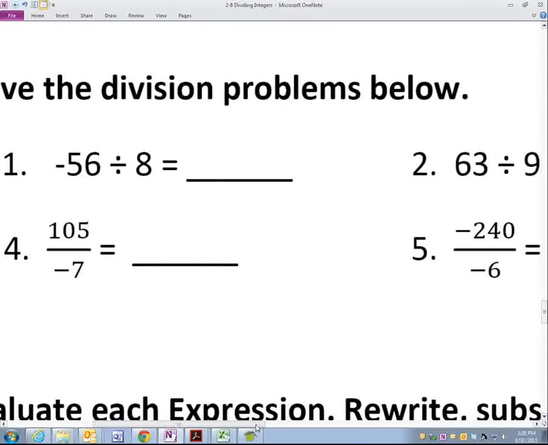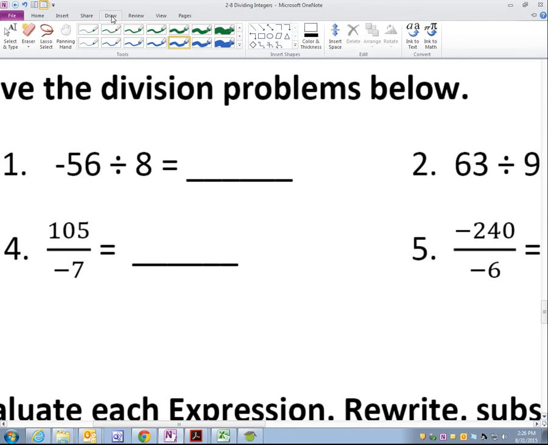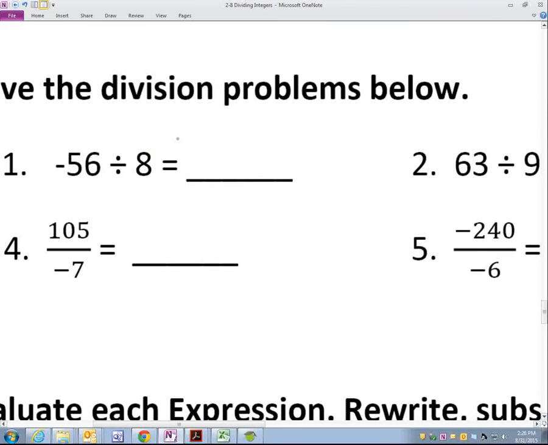So we have right here, we have one negative, quiet please. I'm going to keep it blue. We have one negative here. So you know that our quotient is going to be negative. So 56 divided by 8 is 7.